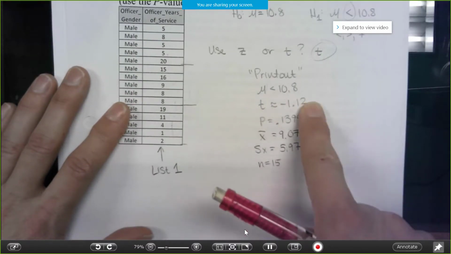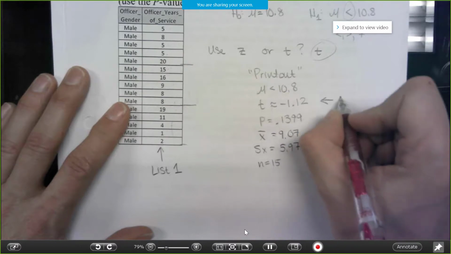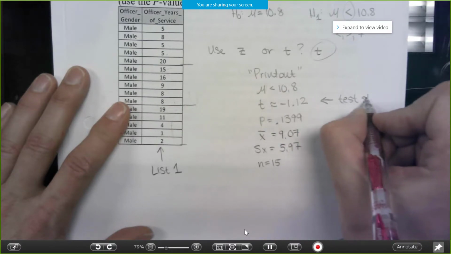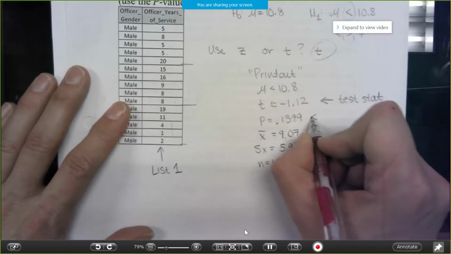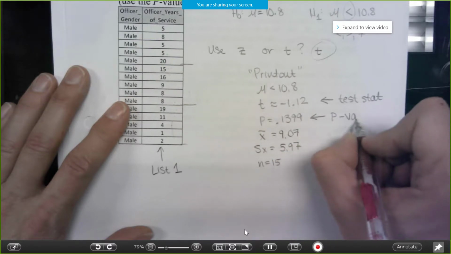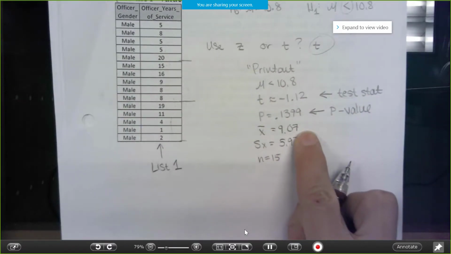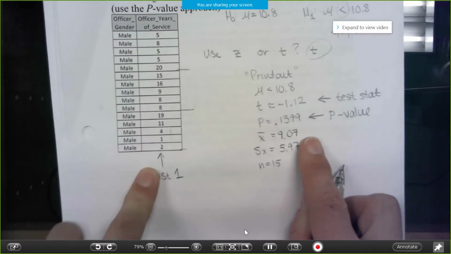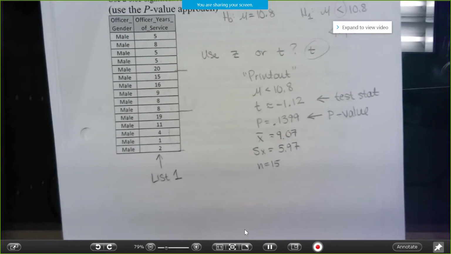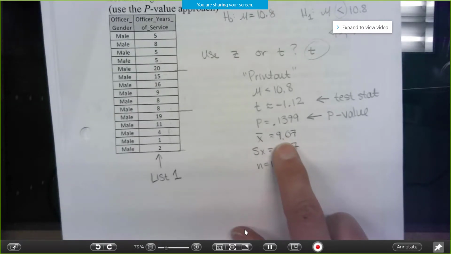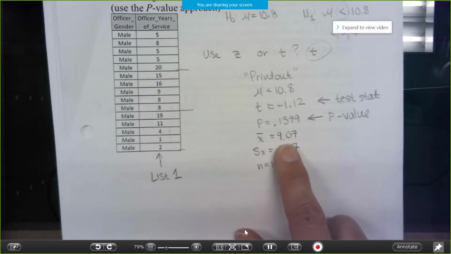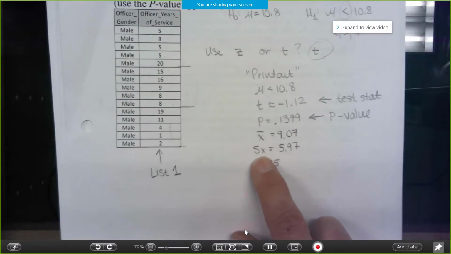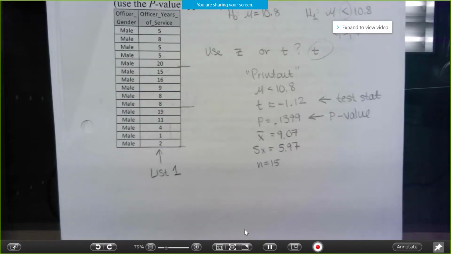So remember, this is our test statistic. This is our p-value. This is the sample average. So out of those 15 randomly selected traffic stop records, the average length of service was a little over 9 years. And then the standard deviation for that sample was about 6 years. Okay, so based on this, are we going to reject the null or fail to reject?